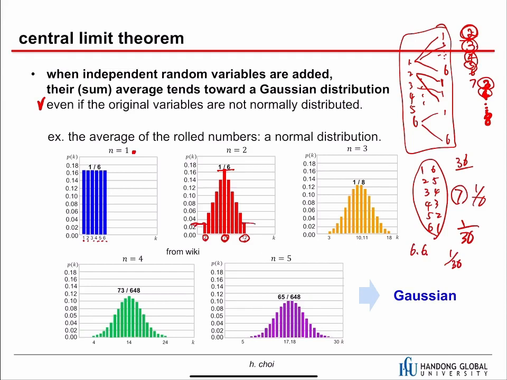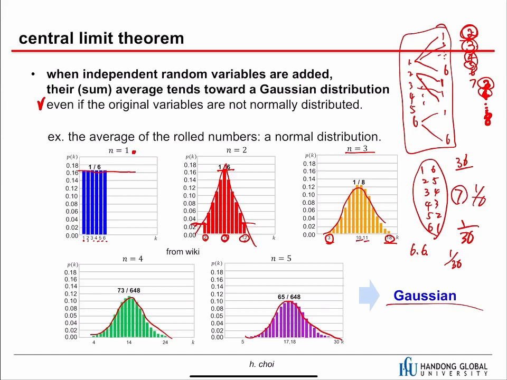Okay, so next, if n is 3, so we are adding 3 numbers, then it goes from 3 to 18. And again, we have lots of 10 and 11, but we have only one 3 and one 18. And if we keep adding the numbers, then from this uniform distribution, it becomes a triangle, and it goes smoother, and when n is 5, it looks like a Gaussian. Not exactly yet though, but still it looks Gaussian, and if we keep increasing n, then eventually it becomes Gaussian.